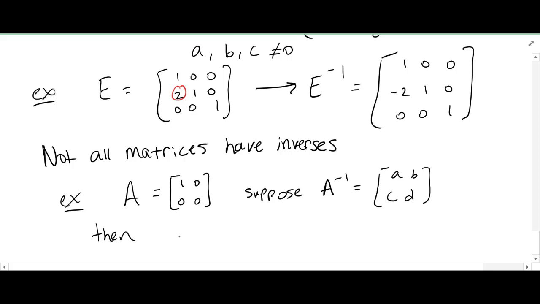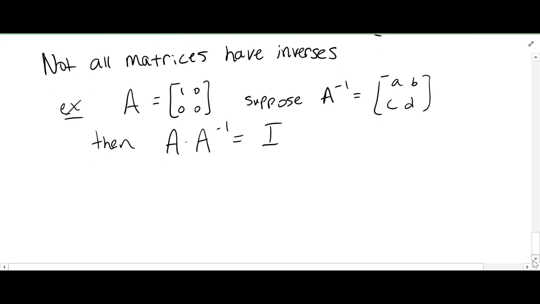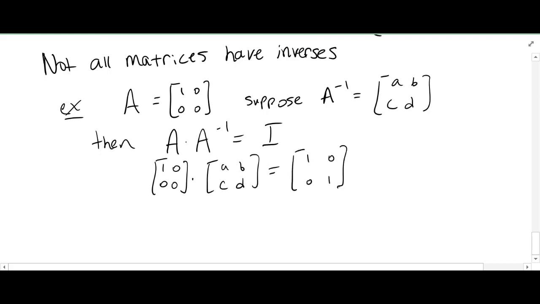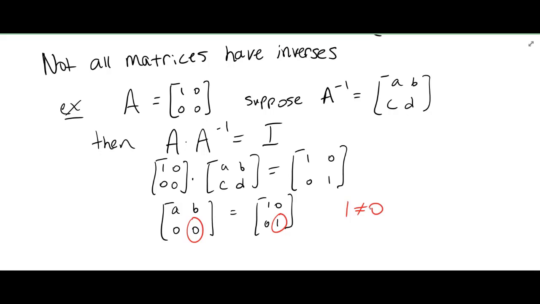Then when I say that these are inverses, I mean that A times A inverse will give me the identity matrix. So that means that 1, 0, 0, 0 times A, B, C, D should give you the identity matrix. But when you multiply these together, on the left-hand side, you'll get AB, 0, 0. And that can't be equal to the identity matrix because this entry is 0 and that entry is a 1, and 1 is not 0. So those matrices cannot be inverses, which means A doesn't have an inverse. So not all matrices have inverses.